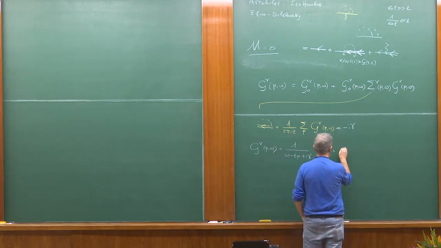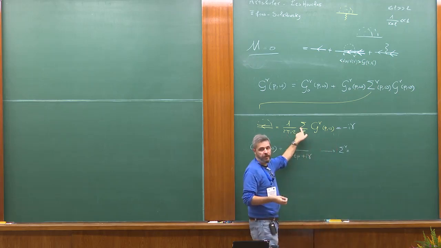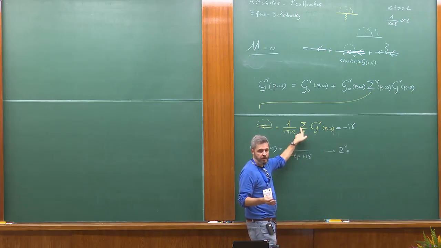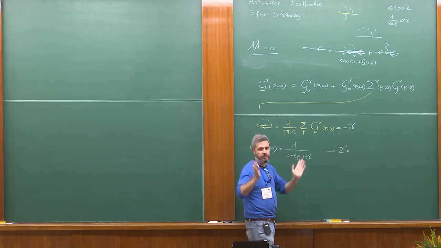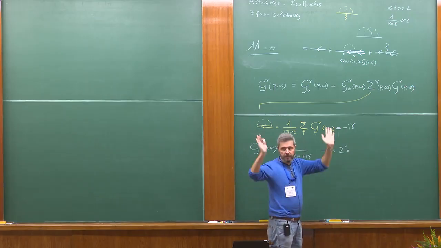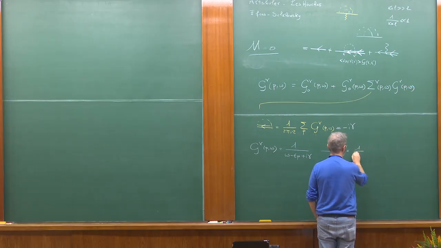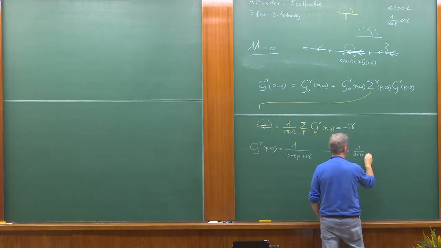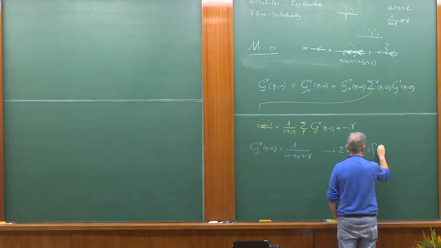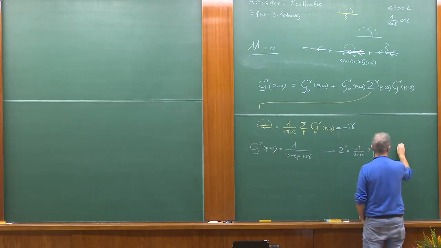So the sum is sigma retarded. I do the usual trick: I pass from the sum to the integral and assume that the density of states is constant. In this particular case, it makes sense because I'm interested in electrons close to the Fermi energy, which typically have a linear dispersion. So then I say, well, this is 1 over 2 pi mu tau. Then I have the density of states, integral d epsilon p, and then I have 1 over omega minus epsilon p plus i gamma.